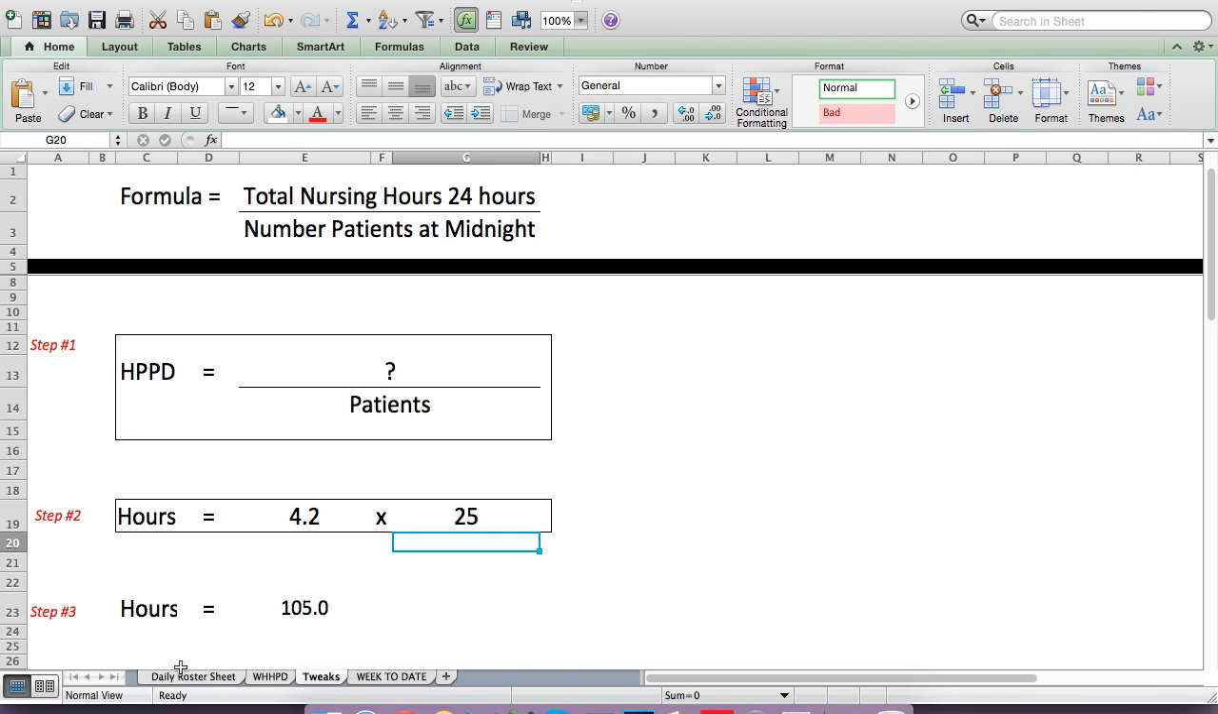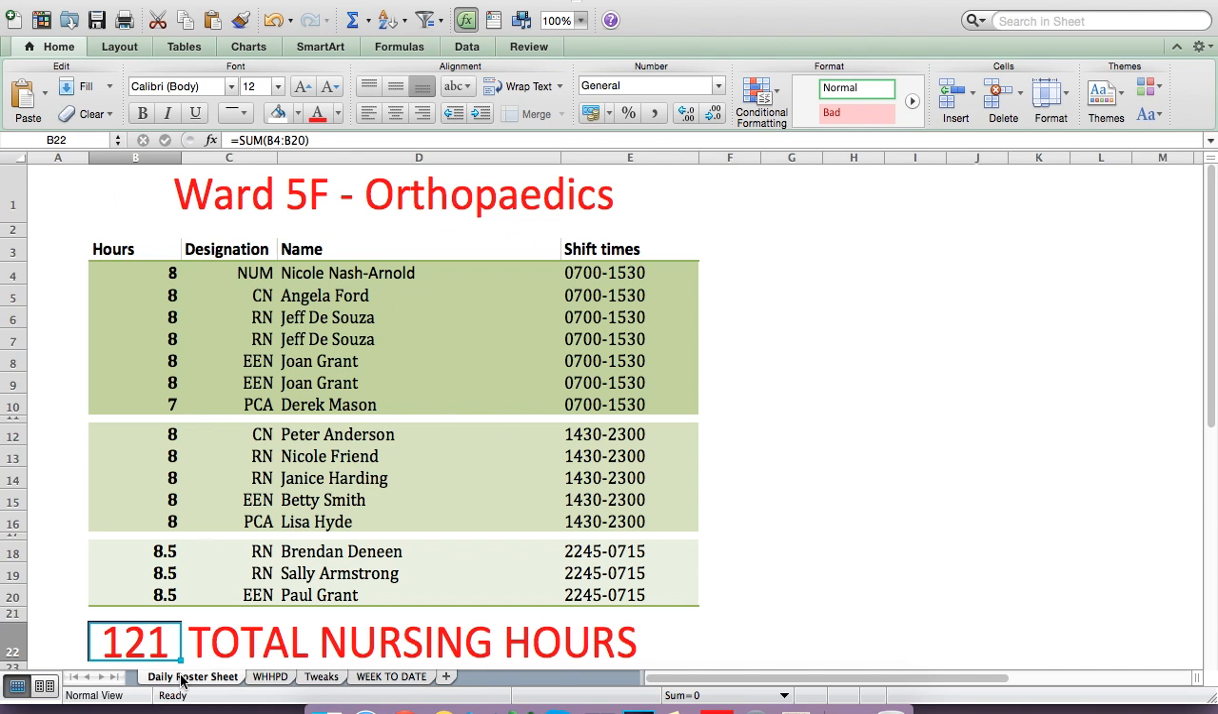Now if you go back to your daily roster sheet with your 105 hours, and you have a look at this and say this is what you're looking like, then you know you're going to be over. You've got about 16 hours too many. So at 3 o'clock in the afternoon, you can manage the rest of your afternoon shift and your night duty. So the question is, how might you do it?